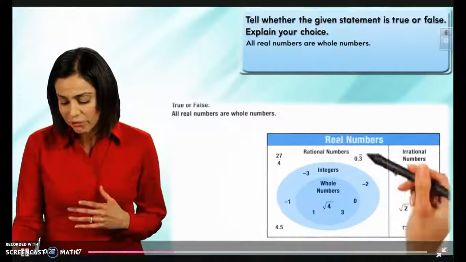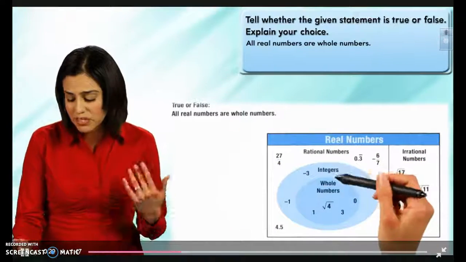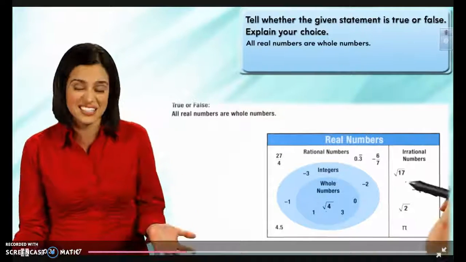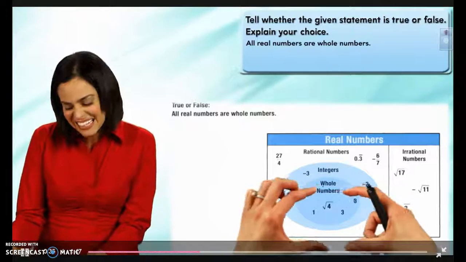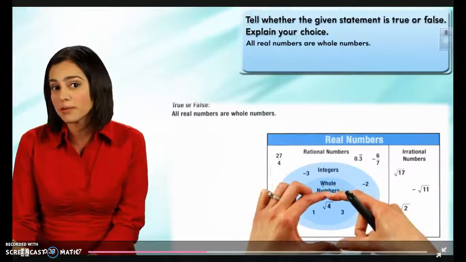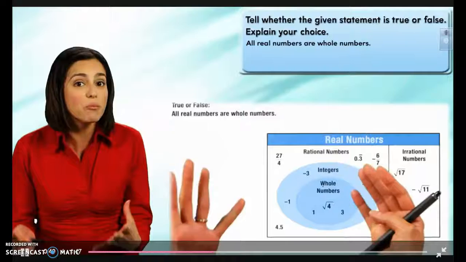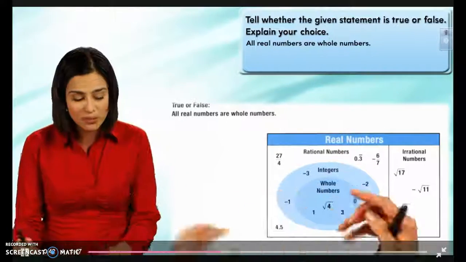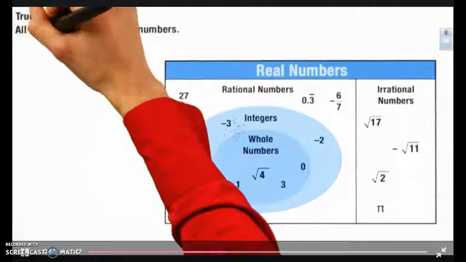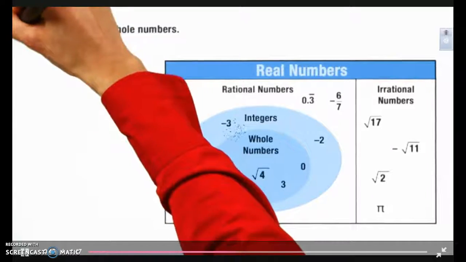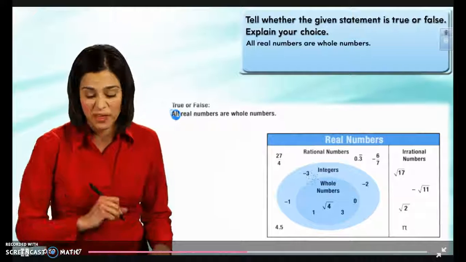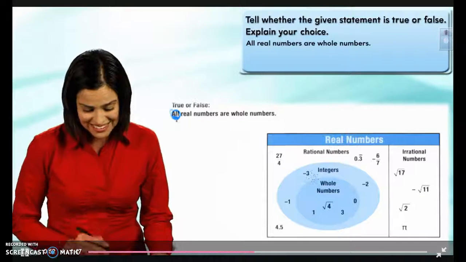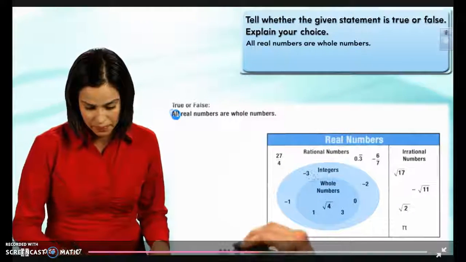Our first statement says all real numbers are whole numbers. Well, if we look, we have real numbers that are rational numbers, integers, whole numbers, and irrational numbers. And whole numbers is just a little subset of the real numbers. So although some real numbers are whole numbers, not all real numbers are whole numbers. So very important to pay attention to that word there. So we know that this is false.